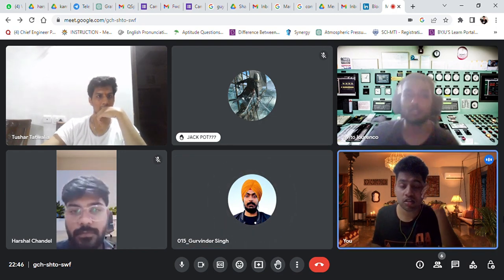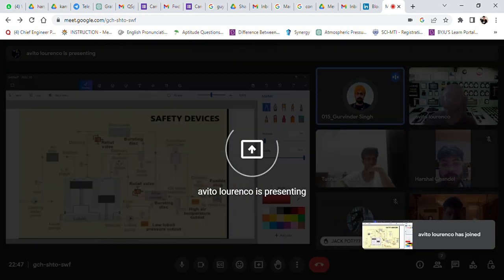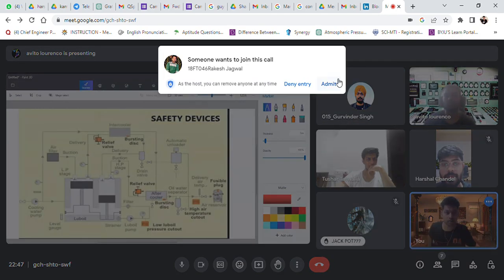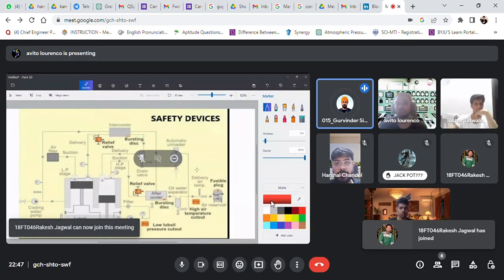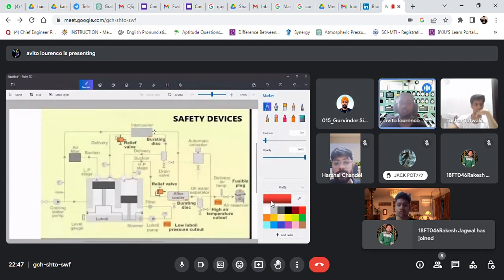Yes, Gurvinder? The diagram which he was sharing before? No, the diagram is from one of my sailor friends who sent it. Okay, I thought it's from Visionary. No.